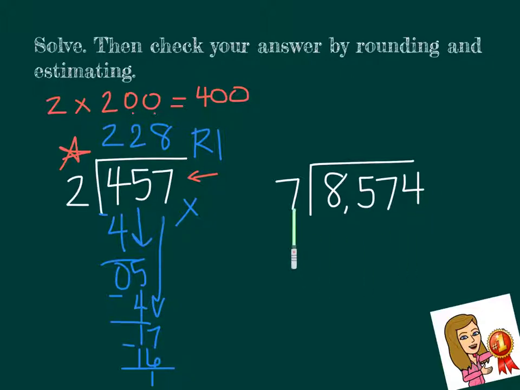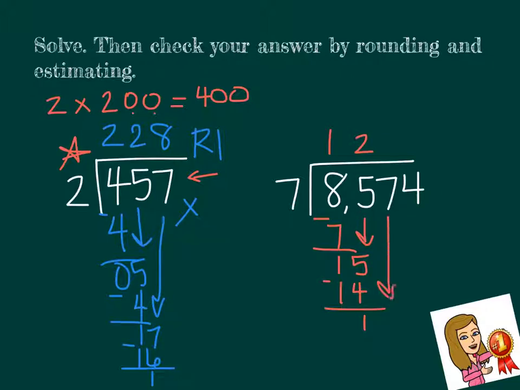8,574 divided by 7. So first, does 7 go into 8? Yes. 7 goes in once. 7 times 1 is 7. Subtract. 8 minus 7 gives me 1. Bring down the 5 to make 15. Does 7 go into 15? Yes, twice. 7 times 2 is 14. Subtract. 15 minus 14 is 1.